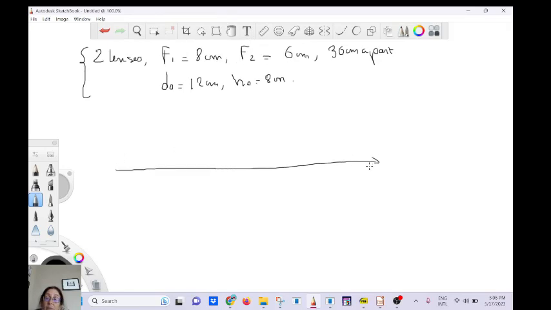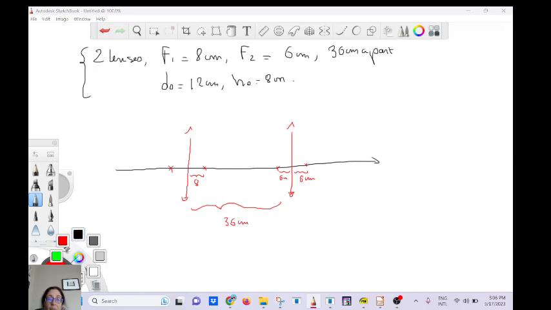So you're going to have an optical axis here. You're going to have two lenses, okay? So the first one, you have 8 centimeters, so that's going to be 8 here for the focal length. It's going to be in centimeters. The other one has a little bit smaller focal length, 6 centimeters here. So that's going to be 6 centimeters here. Okay. And those are 36 centimeters apart.